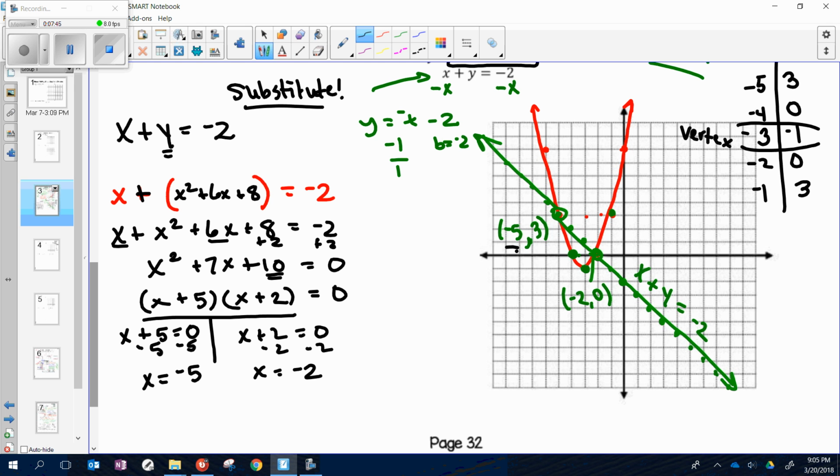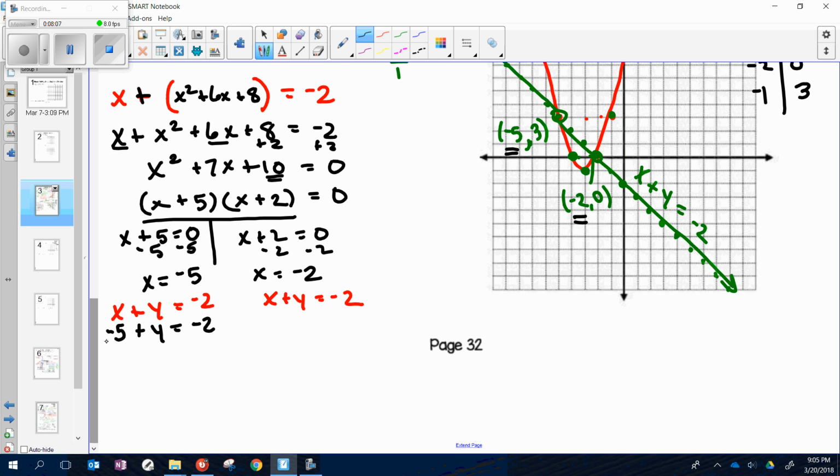So you can see the -5, you can see the -2. There's no reason to get these wrong because you can check them both ways. Go back to the easier equation. I would say that is the x plus y equals -2, and find y. So put the -5 in for the x, add the 5 over to the other side to get y alone. So there's my point, -5 gave me a 3.